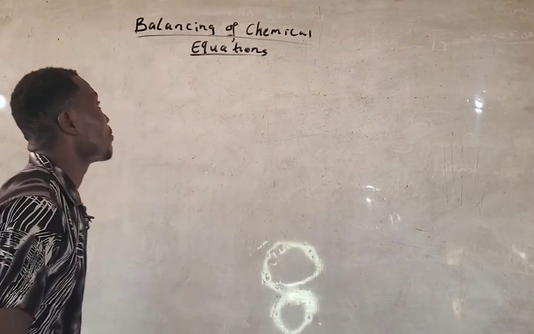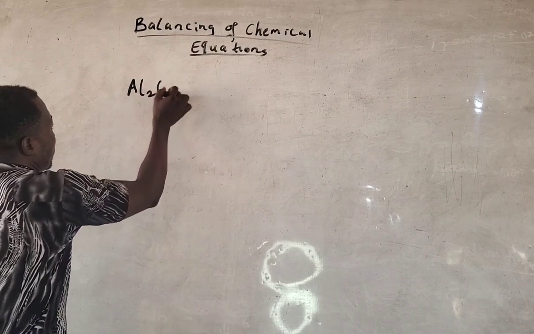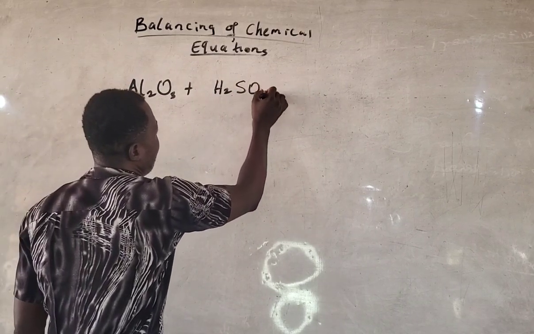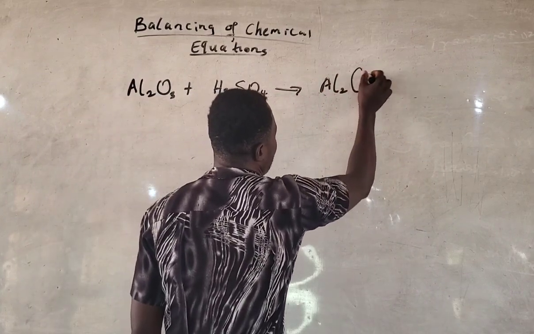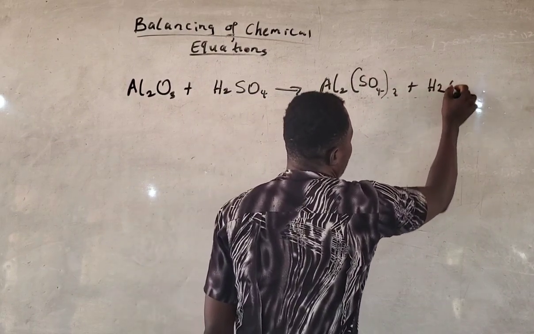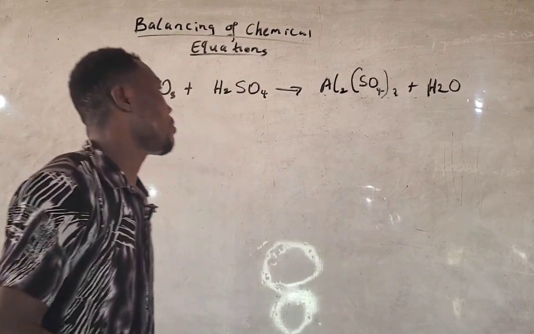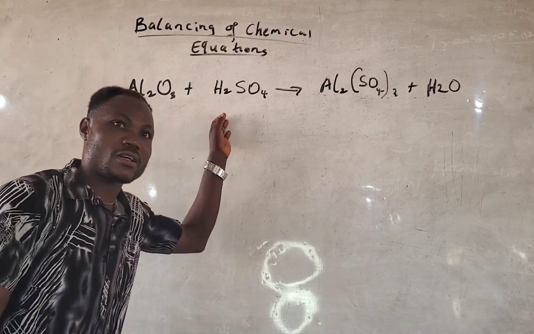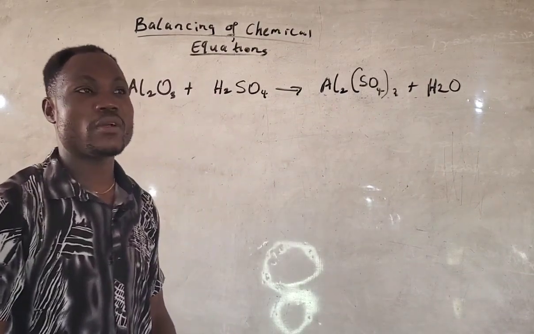So let's go. Now, if you are given an equation of this form, given this chemical reaction here, we have aluminum oxide reacting with tetraoxosulfate(VI) acid to give aluminum tetraoxosulfate(VI) plus water. We are meant to balance the equation.